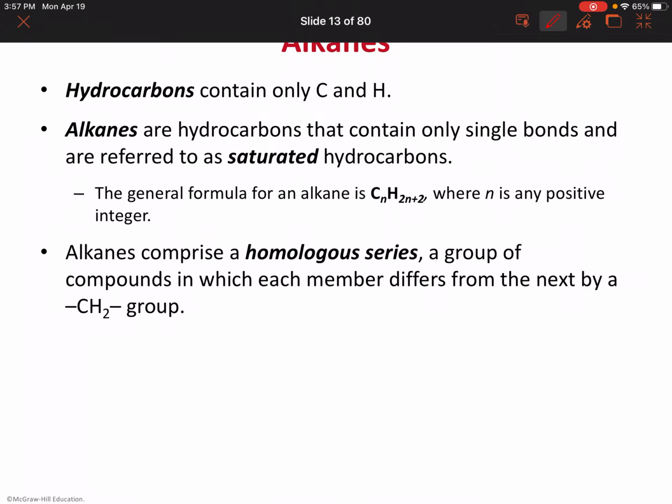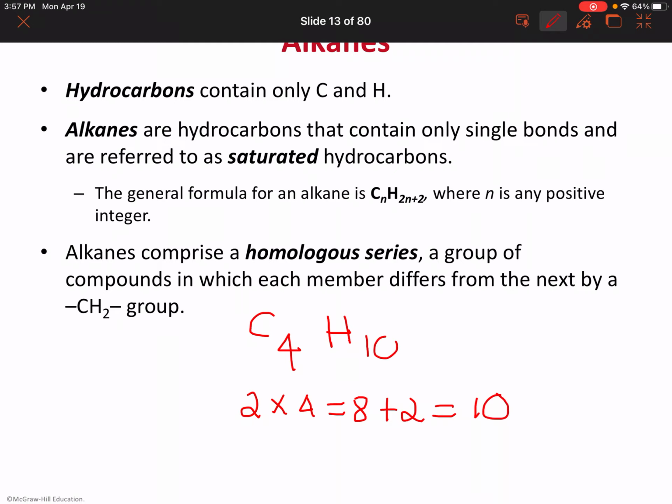For example, if you have an alkane with 4 carbons, then it would be C4, and H would be 2 times n, 2 times 4 would be 8, and then plus 2, 8 plus 2 makes 10. So C4H10 is the alkane. Number of carbons 4, number of hydrogens 10. So alkanes have this general formula CnH2n+2. If it is C3, then hydrogens would be 3 times 2, 6 plus 2, 8. C3H8, like that.